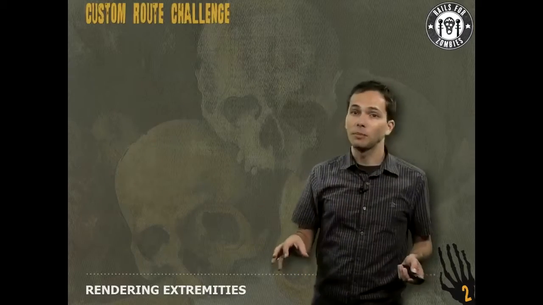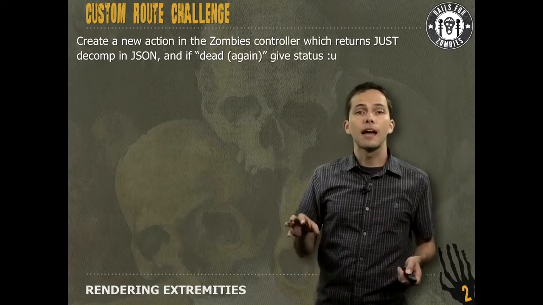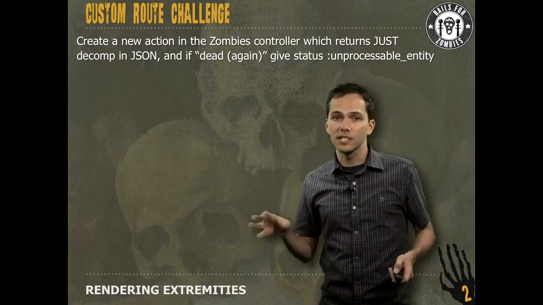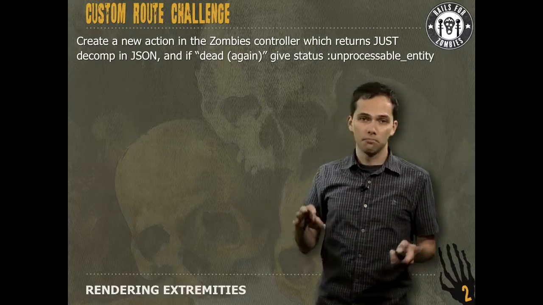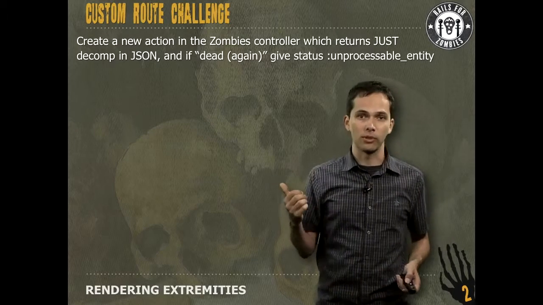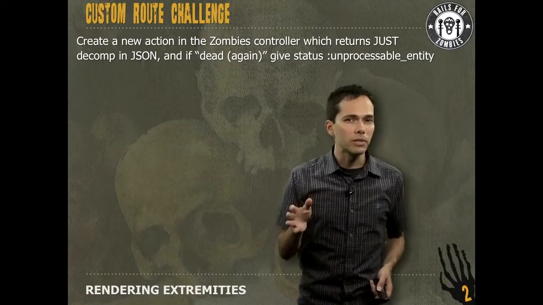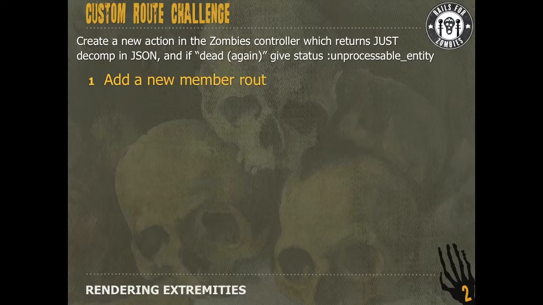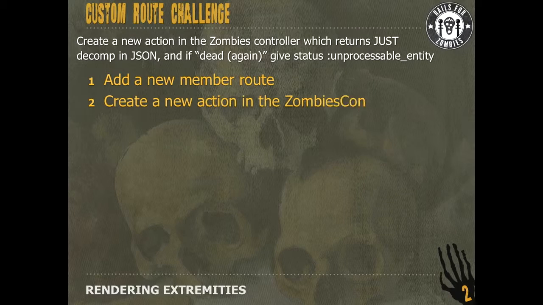Let's customize our API a little. Let's create a custom action in our zombies controller that's going to return the decomposition status, and if it's dead again, then also return the status code unprocessable entity. How might we do that? Well, it's going to take two steps. First, we need to add a new member route, a custom route, and then we're going to create a new action in the zombies controller. So let's jump into it.